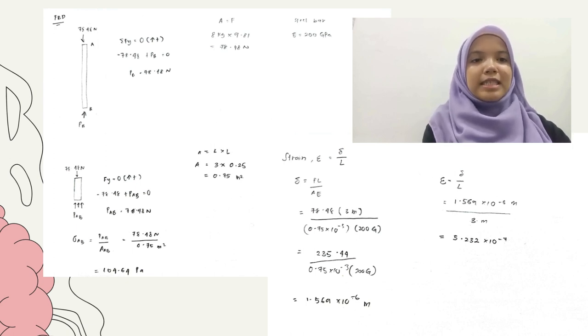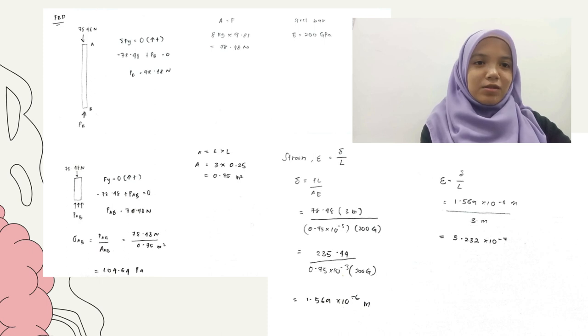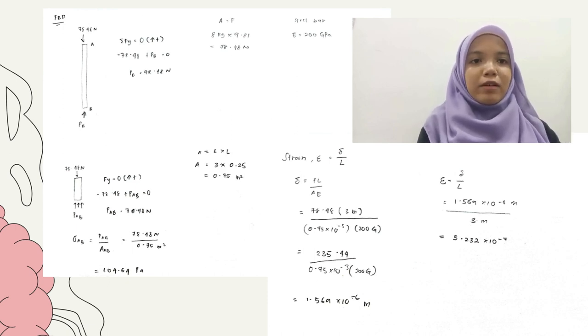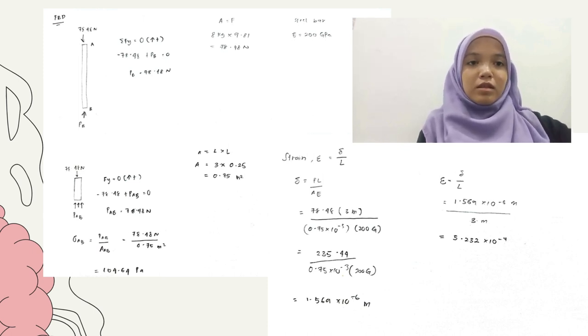For part one, which is stress and strain, we use the formula stress equals F over A, and strain equals elongation over length. We make the analysis at the bar of the volleyball training machine, and we assume force of 75.48, so we can find PB for this analysis.